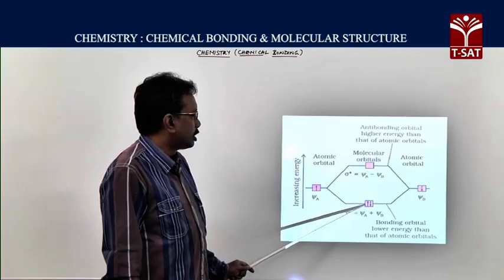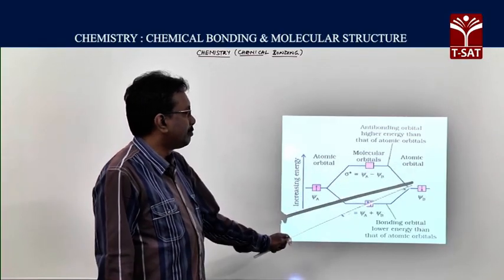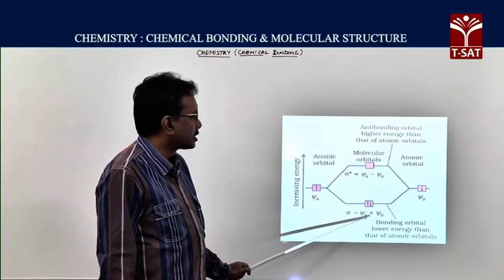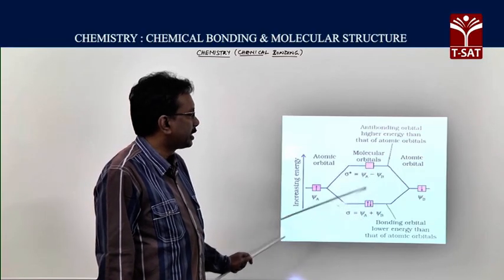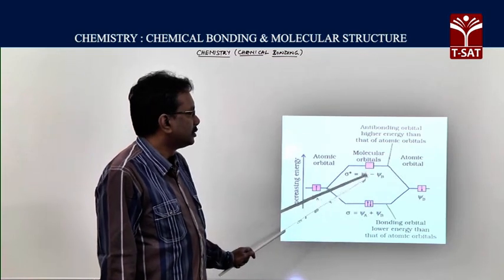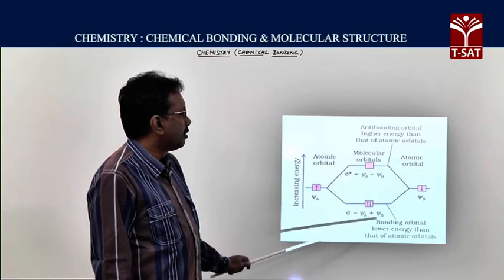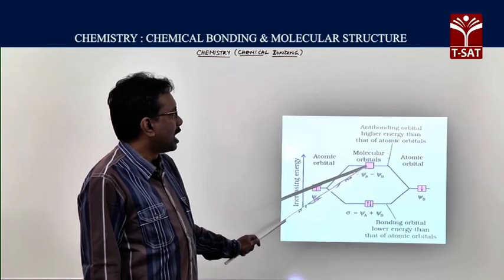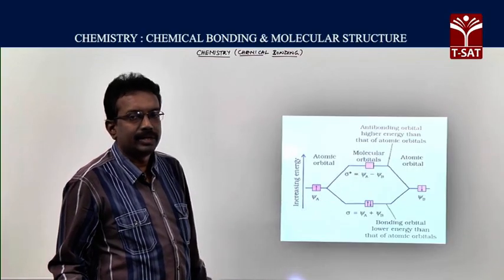Just now I told you, in the linear combination of atomic orbitals, if two atomic orbitals combine together, then we get two molecular orbitals. One is obtained by constructive interference, another by destructive interference: additive effect, subtractive effect, electron waves in phase, electron waves out of phase. So whenever two atomic orbitals produce two molecular orbitals, one is called the bonding molecular orbital, having lower energy than the atomic orbitals. The other is called the anti-bonding orbital, which has higher energy than the atomic orbitals.